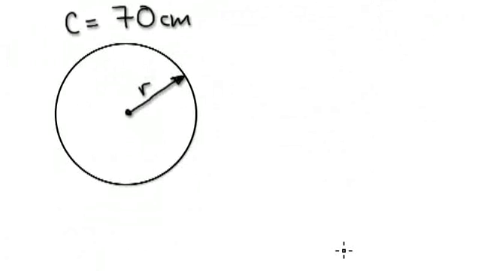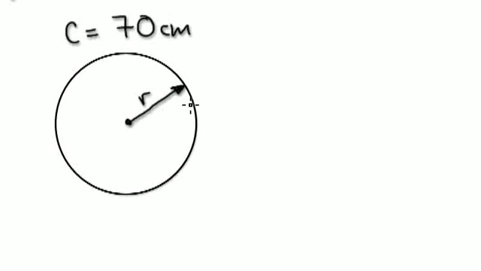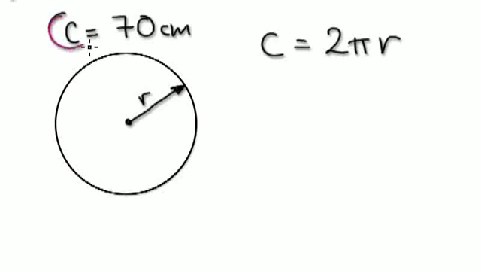Okay, next one, this one here. Now you've got to work backwards. You're given that the circumference is 70 centimeters. Work out the radius. So start with the formula, C equals 2 pi r. Now you're given C at the moment. So you know C, and now you're trying to work out r. So press pause and have a go.